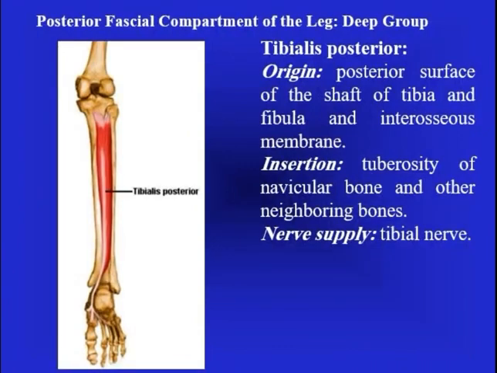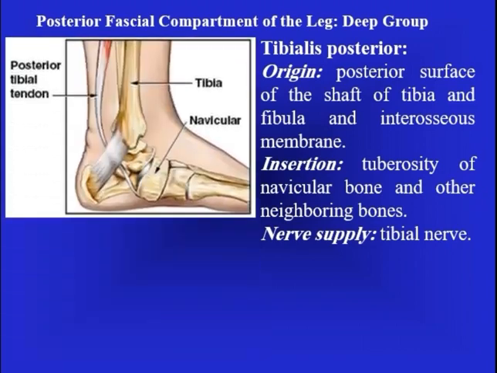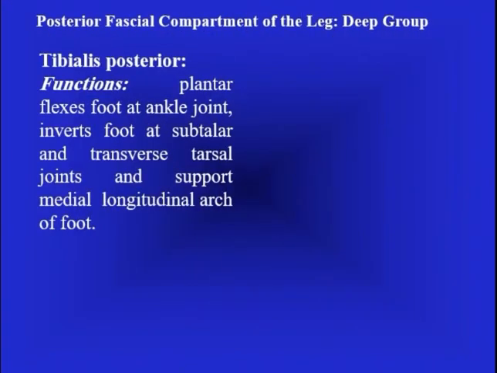Tibialis posterior originates from the posterior surface of the shaft of the tibia and fibula and the interosseous membrane, and is inserted into the tuberosity of the navicular and other neighboring bones. Nerve supply: tibial nerve. This is the insertion of the tibialis posterior into the navicular bone. The main function of the tibialis posterior: it plantar flexes the foot at the ankle joint, inverts the foot at the subtalar and transverse tarsal joints, and supports the medial longitudinal arch of the foot. In fact, it is the main inverter of the foot.